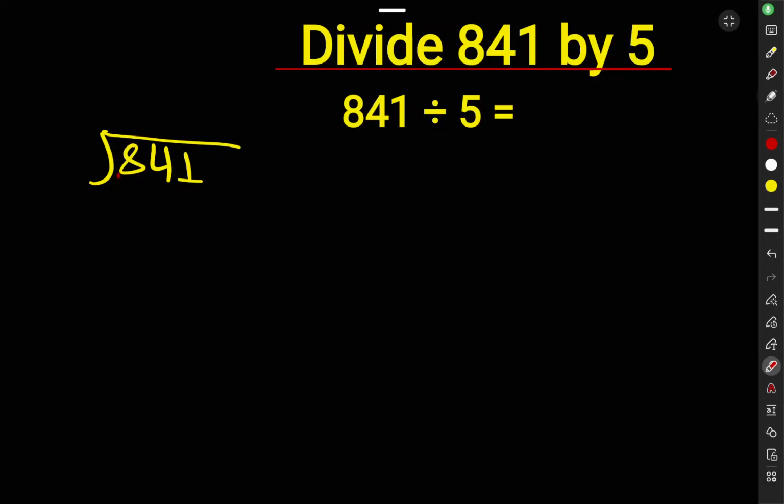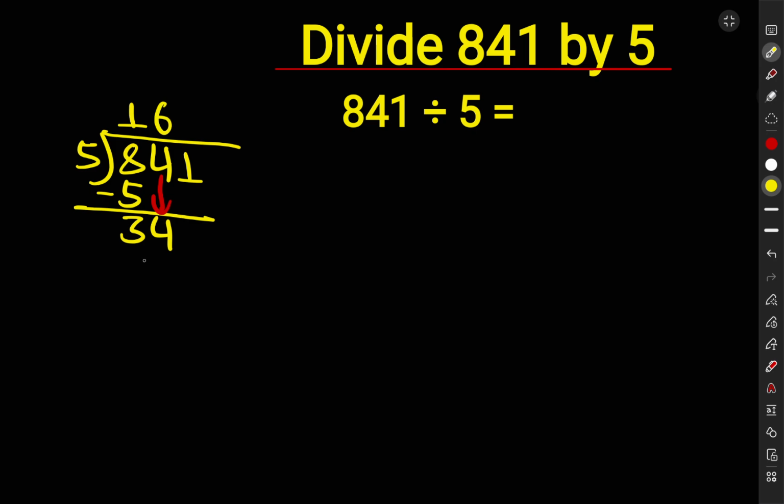We divide 841 by 5 in a long division method. 5 times 1 is 5. On subtracting we get 3. So now we put down this 4 and it is 34.